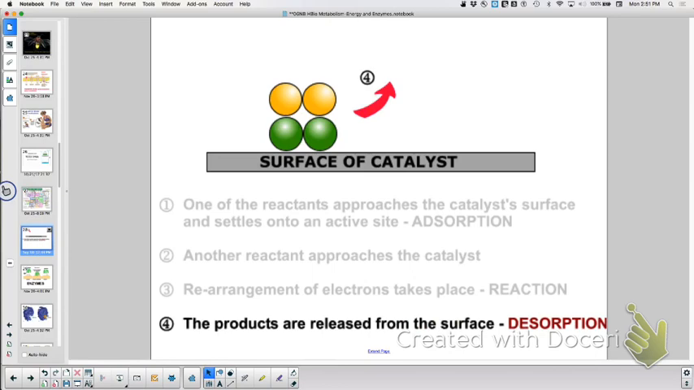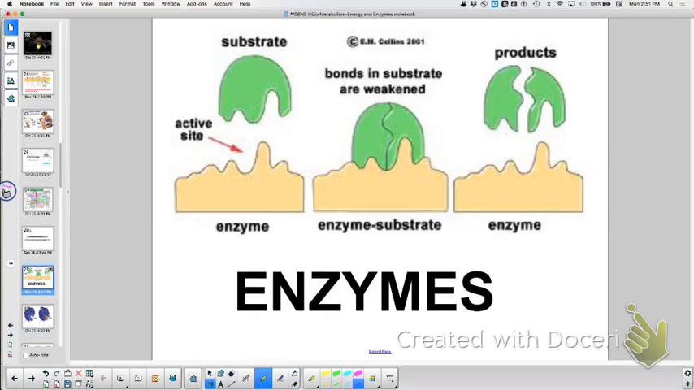Enzymes have a very specific area on them that is called their active site, okay? And that active site is where the substrate is going to bind. And in this case, would this reaction be catabolic or anabolic? Catabolic, exactly.